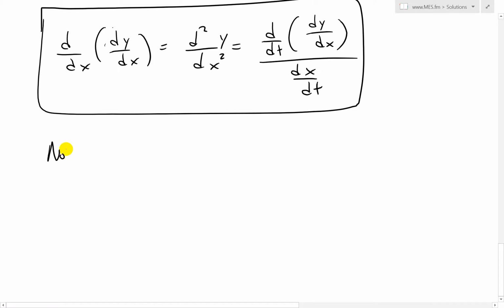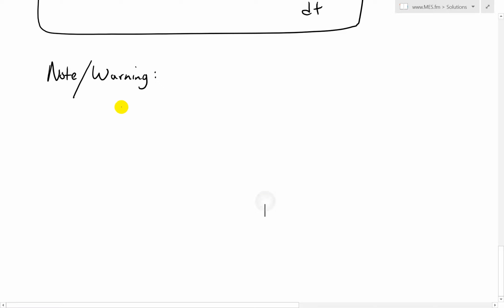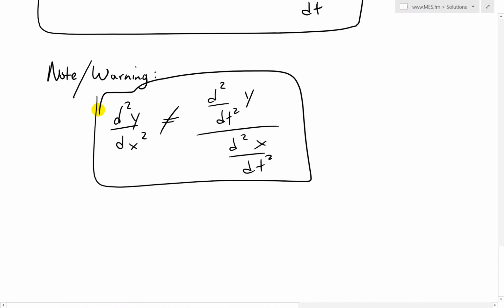I wanted to make this clear so that we don't make a mistake. Note, be careful, let's put a warning like this. This is very important, so you don't make this mistake. Warning: you can't just write the second derivative d squared y over dx squared as just casually d squared over dt squared, the second derivative of y in terms of t, divided by d squared x over dt squared like that. So you cannot do this.